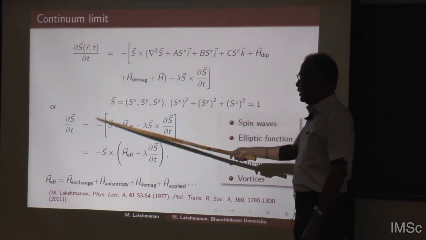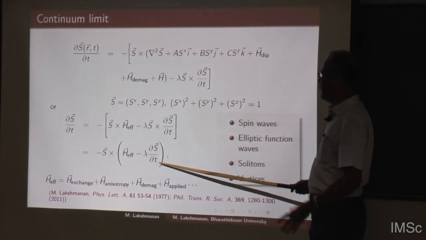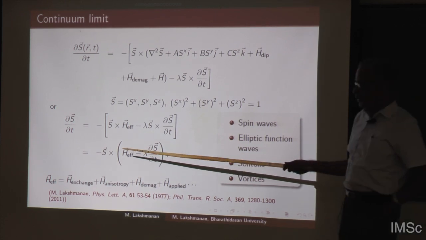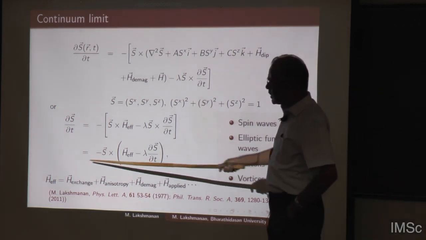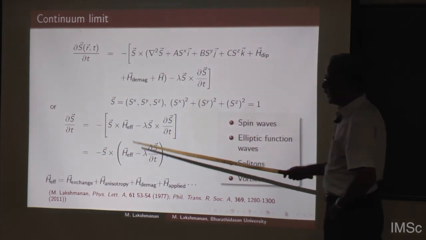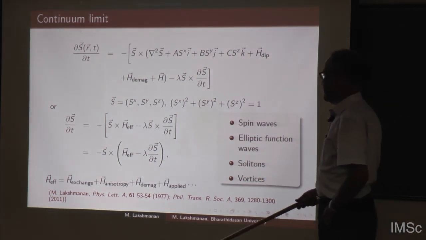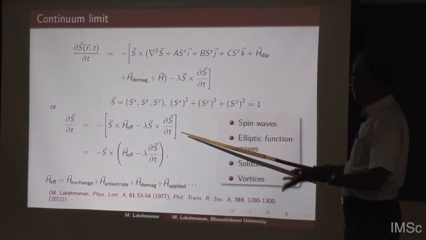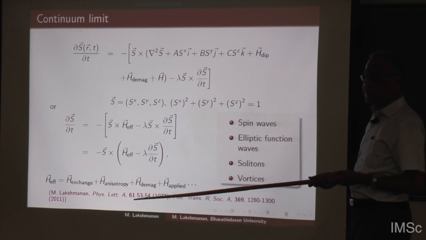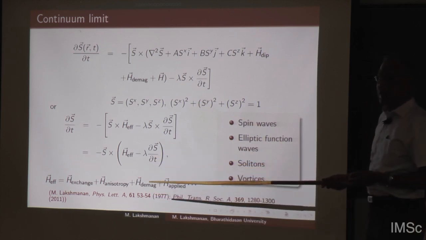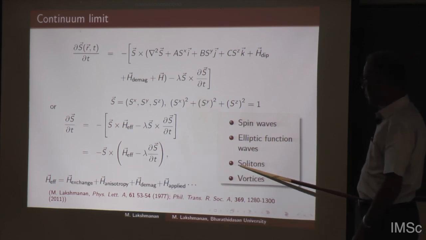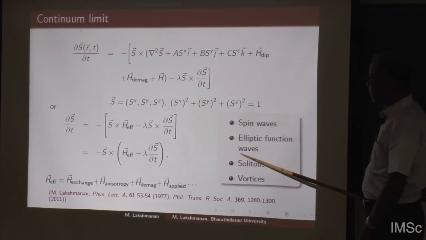So this equation you can also write in this form, and this is typically called the Landau-Lifshitz-Gilbert equation to describe the bulk properties of magnetism, ferromagnetism, and so on. Over the years, it has been shown that this equation admits spin waves, elliptic function waves, and in some cases localized waves, solitary waves, which they called solitons. Solitary waves, and in some cases they are solitons.